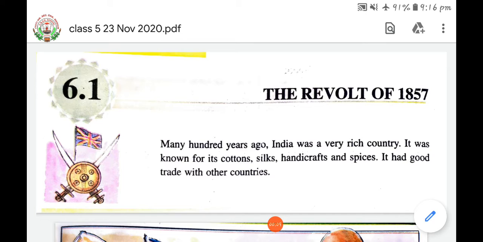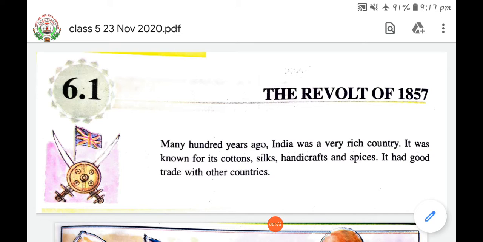Today we are going to learn 6.1 The Revolt of 1857. Yesterday we learned about the struggle for freedom that the Industrial Revolution had made some European countries very rich and powerful. These countries started enslaving other countries in Asia and Africa.